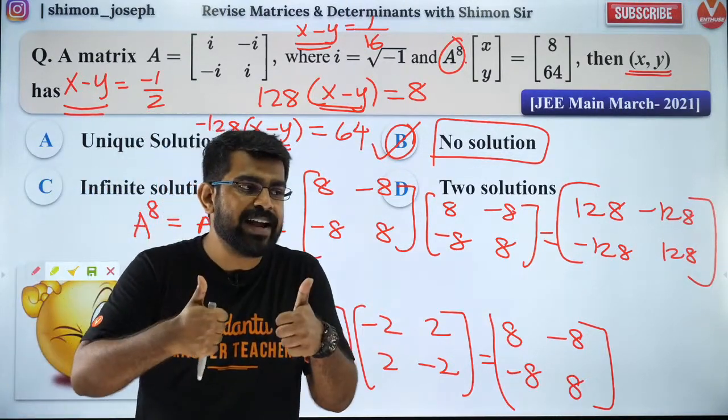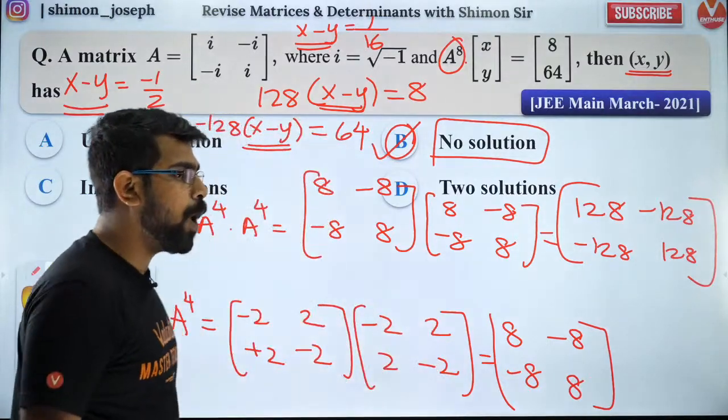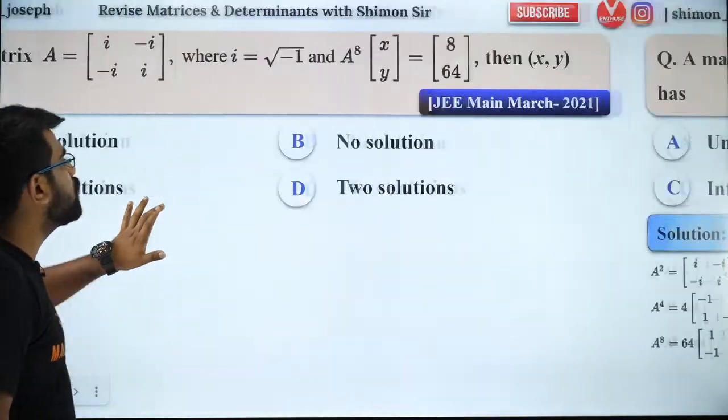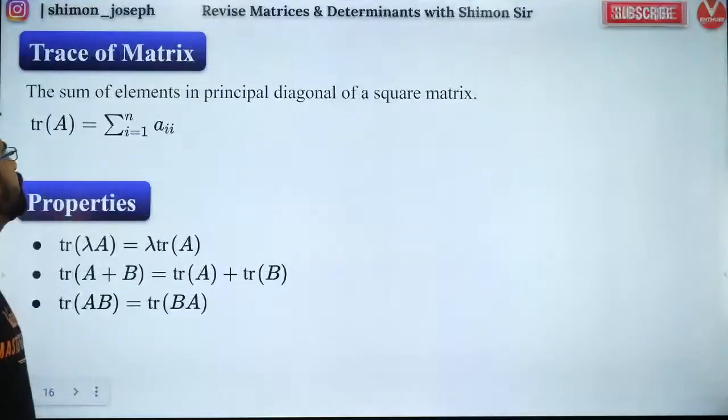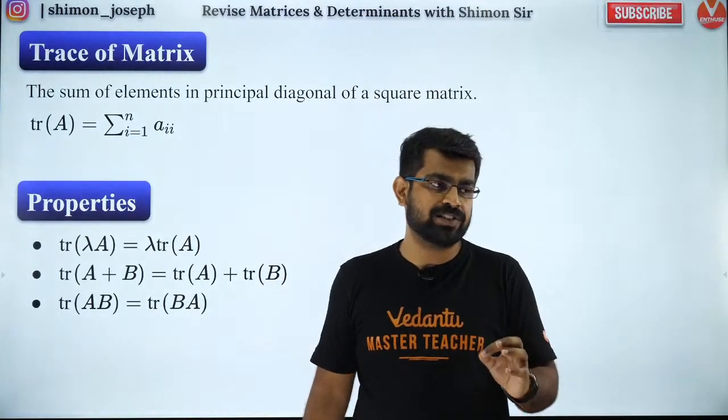Okay, is that fine, people? Did you understand it now? Fantastic, guys. Awesome. So that is why the answer is option B, which is no solution. Now let us proceed to the next concept, which is trace of a matrix.